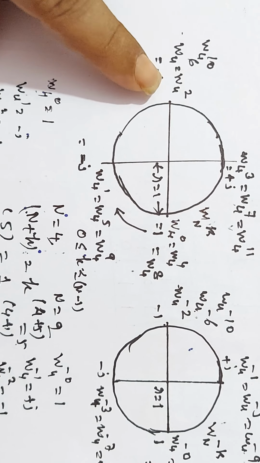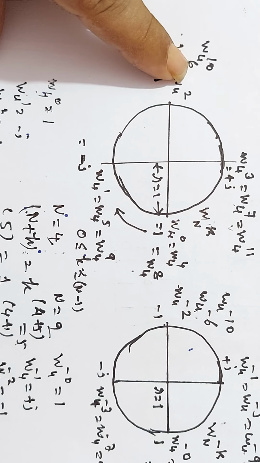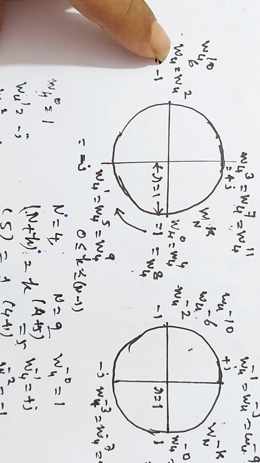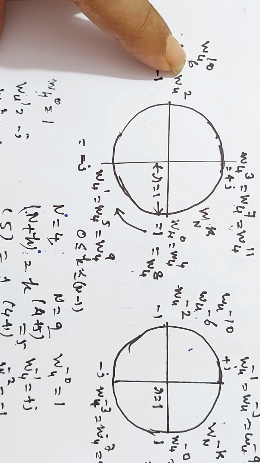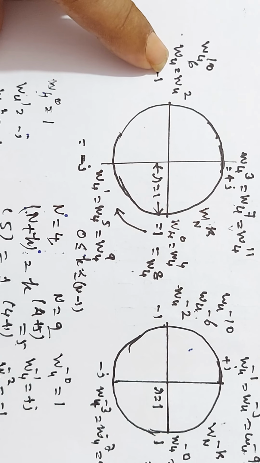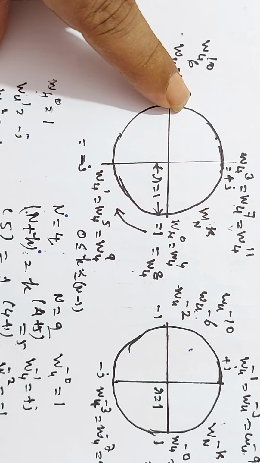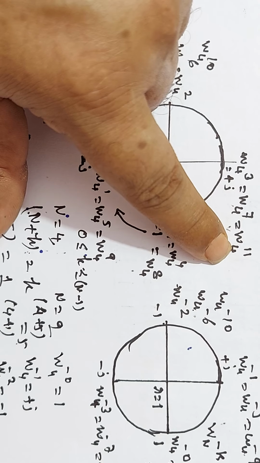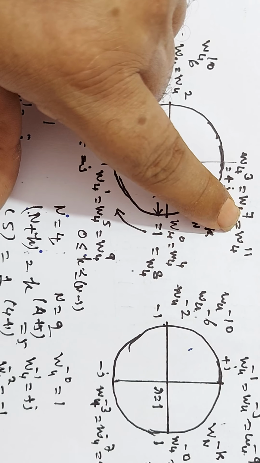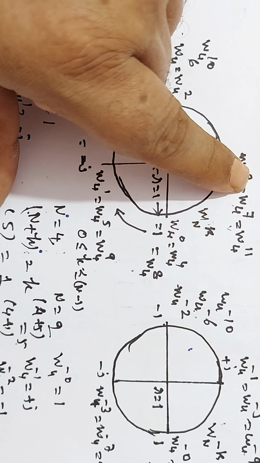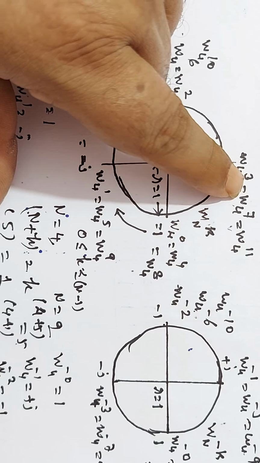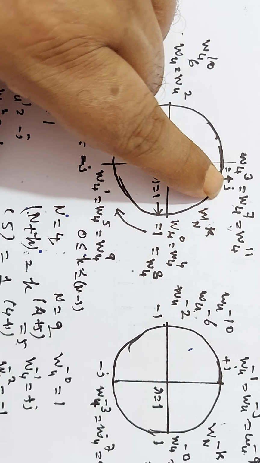Come to this point. W4 2 is also equal to W4 6, which is also equal to W4 10. How do you get it? 10 minus 4 is 6. Therefore, it is also equal to W4 6. What is the W4 6 point? It is also equal to the second point. 6 minus 4 is equal to 2, W4 2. In this way, you can calculate. W4 11, 11 minus 4 is 7. Therefore, it is also equal to the 7th DFT. 7 minus 4 is also equal to 3. It is also the third point, the fourth sample. That is given by plus j.